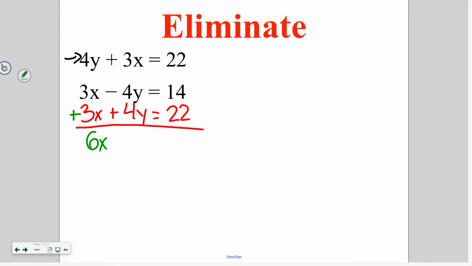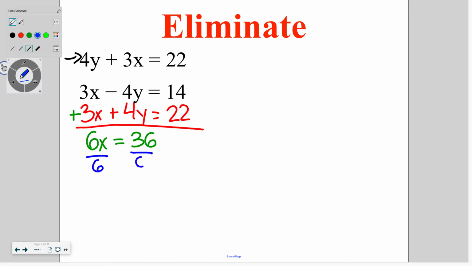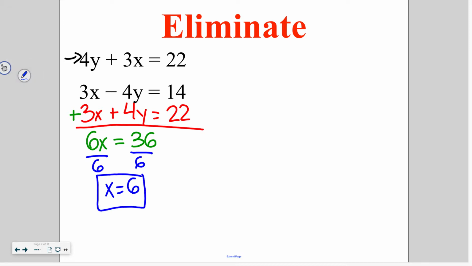I've got negative 4 plus 4, which gives me no y's. And I've got 14 plus 22, giving me 36. I'm going to go ahead and finish solving for x, and I get an answer of x is equal to 6. When I plug that back in, again, it doesn't really matter which equation you plug it into.